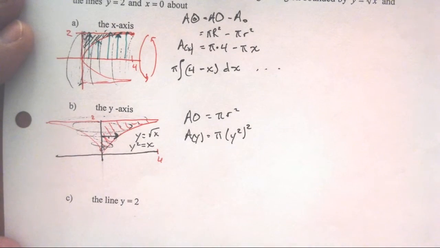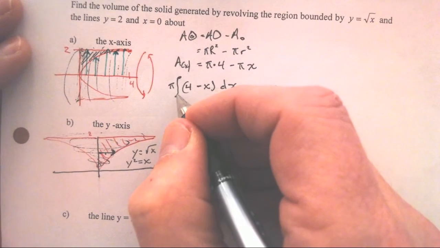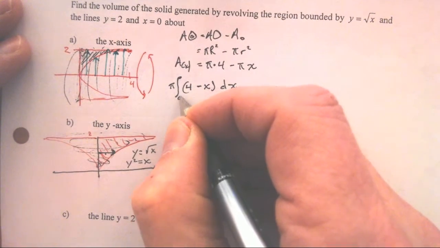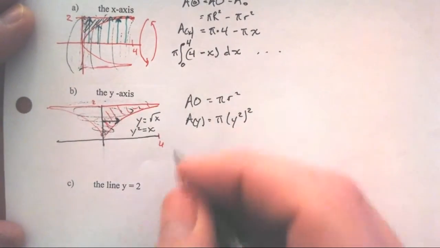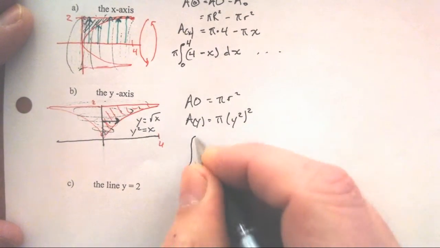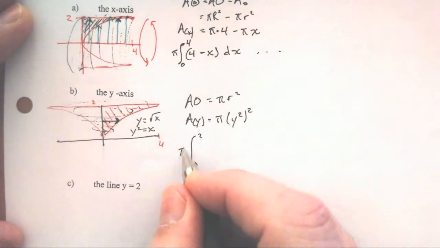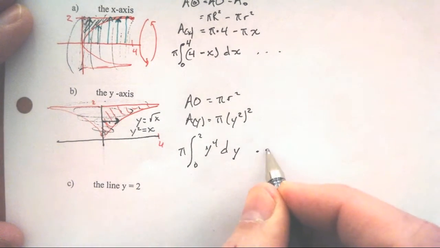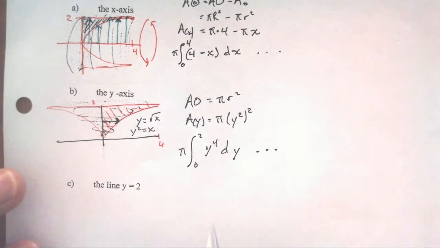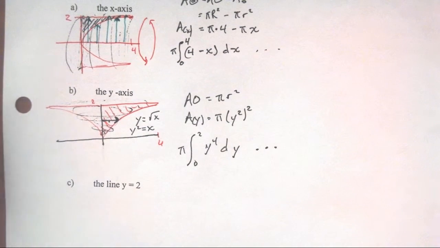So we get, oh, by the way, let me jump back up here. I bet you saw this. Here we were going from 0 to 4 x's. So now we're going to go from 0 to 2, the y's, factor out the pi. I've got y to the 4th dy, and once again, by this stage, if we're not able to get out of this, we've got more problems than worrying about disks.